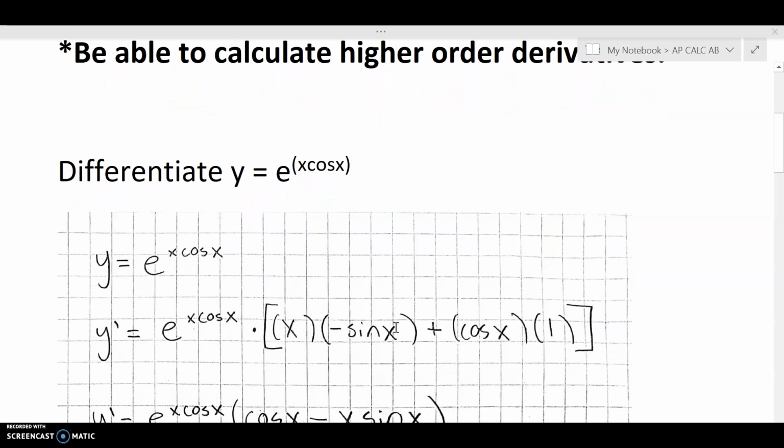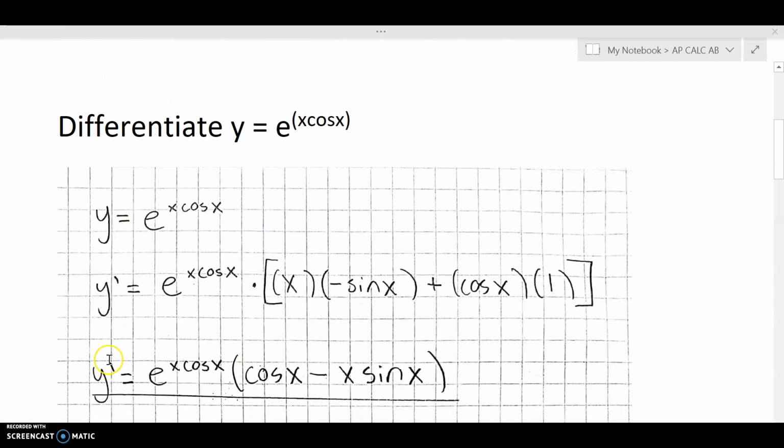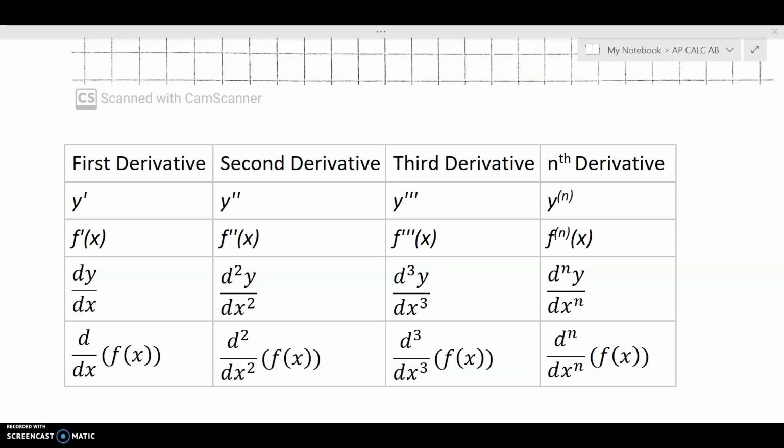So let's simplify a bit. This should be your final answer right here. It states that y prime is equal to e raised to the power of x cosine x times cosine of x minus x sine x. And like I said before, all I did was simplify here, and this should be your final answer. Okay, so that was a brief synopsis of how you should go about differentiating. So now we move on to calculating higher order derivatives.